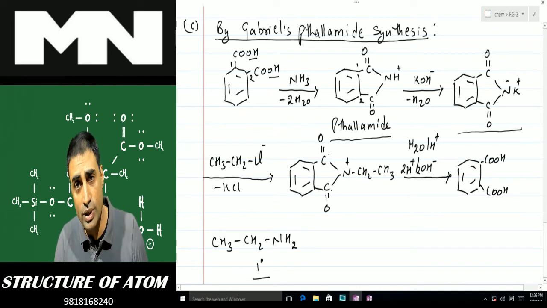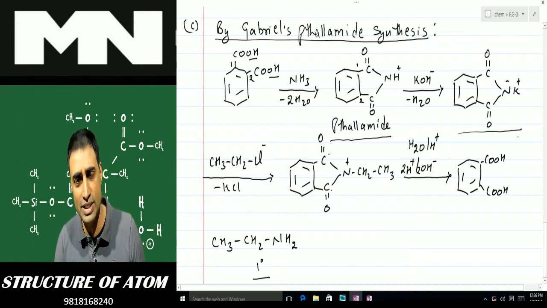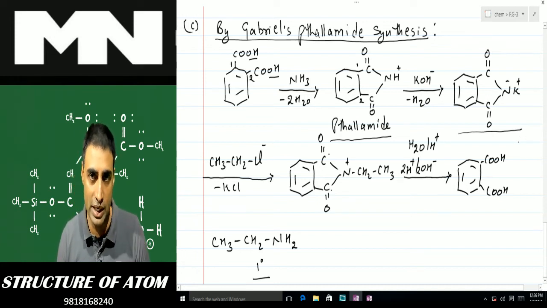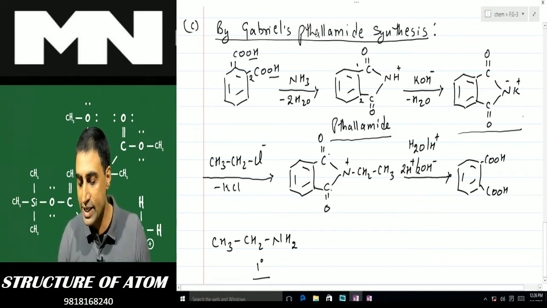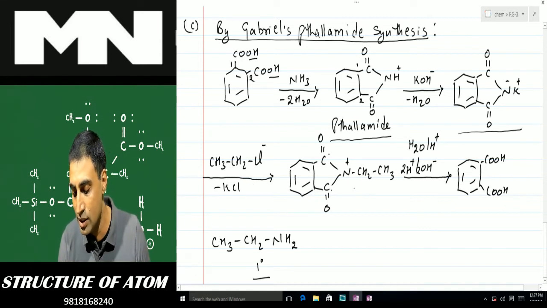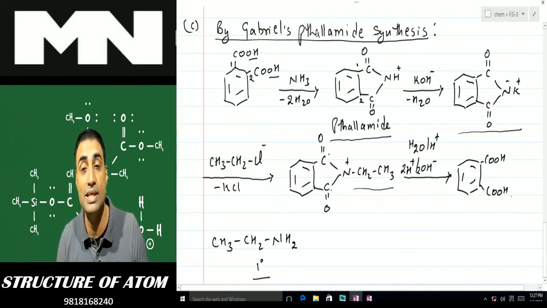Now, whatever amine you want to prepare, take that halide. You can take methyl chloride, ethyl chloride, propyl chloride, or butyl chloride, depending upon the type of amine you want to have. If you react with this, K positive and Cl negative will come out as KCl. You will get N-alkyl phthalimide, so N-ethyl phthalimide. If you hydrolyze this compound, you will end up with phthalic acid and that amine.